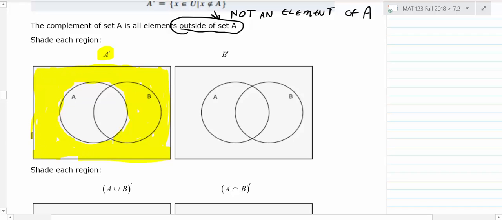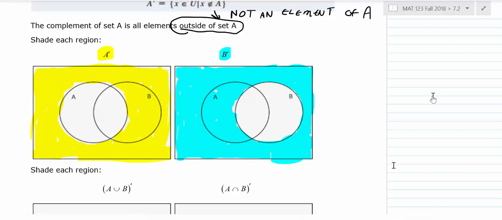All right, that's it. Okay, now set B, this is the complement of B. Same idea, it's just everything that is outside of B. Okay, like magic, I'm all shaded. I decided to pause the video so I didn't have to take so much time shading that in. All right, so that's what the complement of B is, everything outside of B.